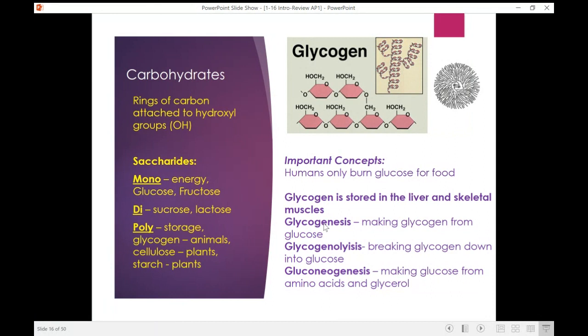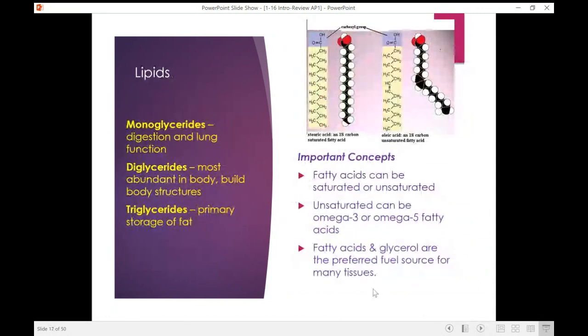And then we have gluconeogenesis. That means to make new glucose. And when we make new glucose, we do it using amino acids and glycerol from lipids. So lipids, again, those are basically fats.